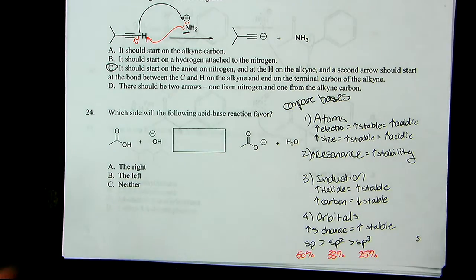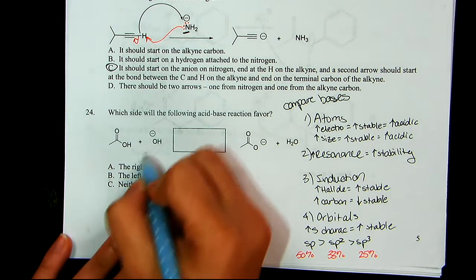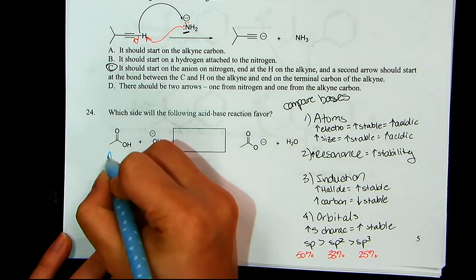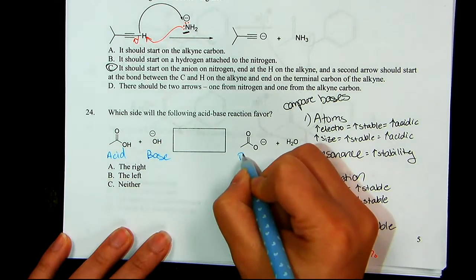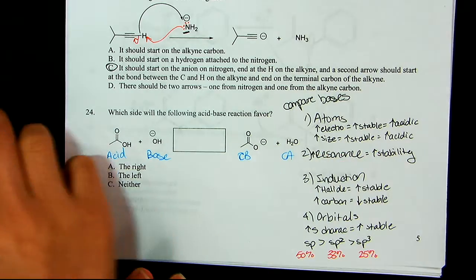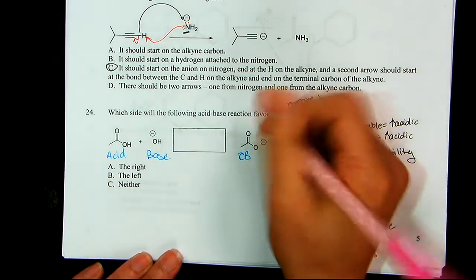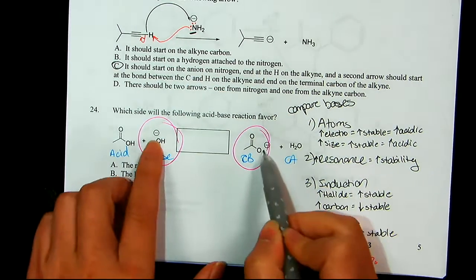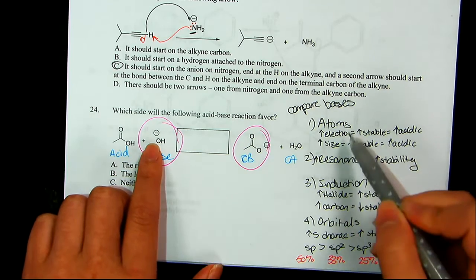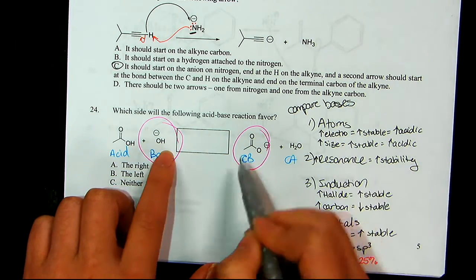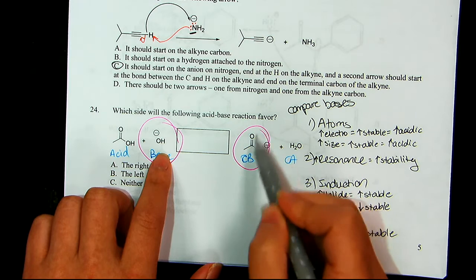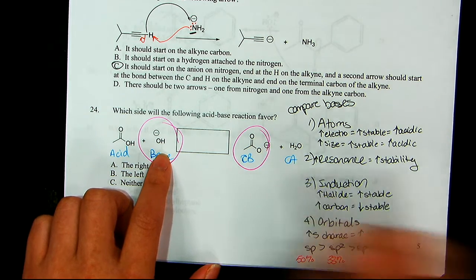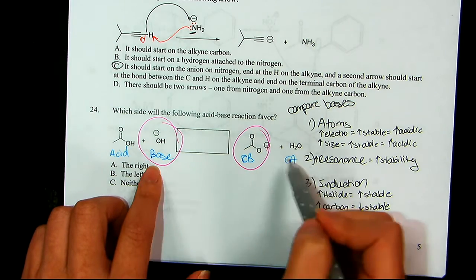So let's identify acid and bases in this equation. This is going to be our base. It's going to accept the proton to become water. This one is going to donate a proton, so that's our acid. Then we have our conjugate base and our conjugate acid. So we compare two bases, this base and this base. The negative charge is on oxygen for both, so we can't use the atom rule. So we move on to the next, resonance. Does that have resonance stability? This does have resonance stability. So since it has resonance stability, it's going to be more stable, and the acid that's formed is going to be more acidic than this acid.